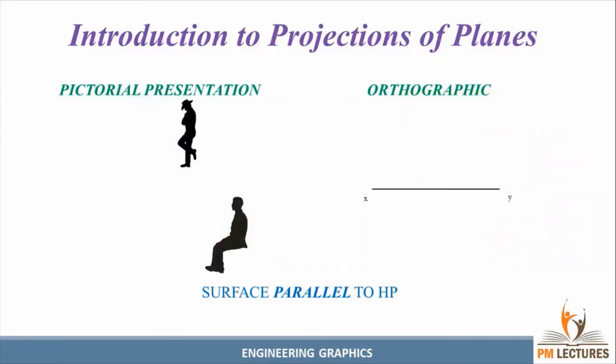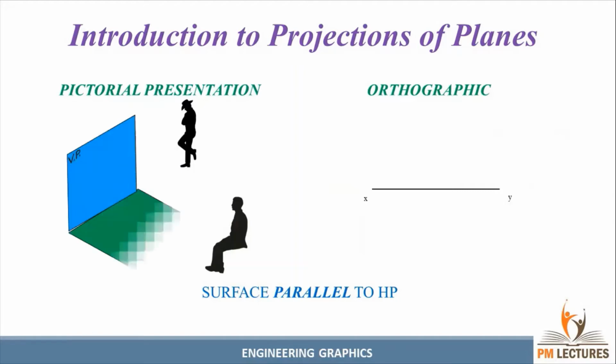See here, we have pictorial representation and orthographic representation. The pictorial representation is helpful to understand the concept very easily, and the orthographic representation is useful from the exam point of view. So we can see the understanding of the concept first now. We have two planes. One is the VP plane and another one is the HP plane. VP is the vertical plane and HP is the horizontal plane.